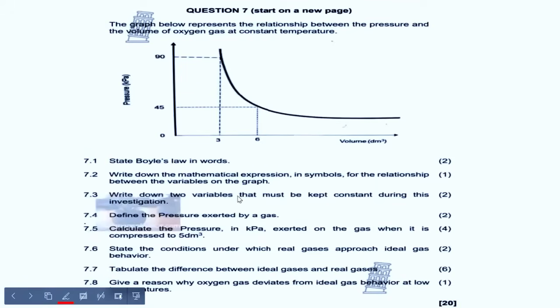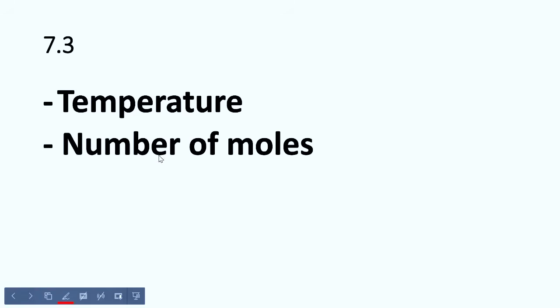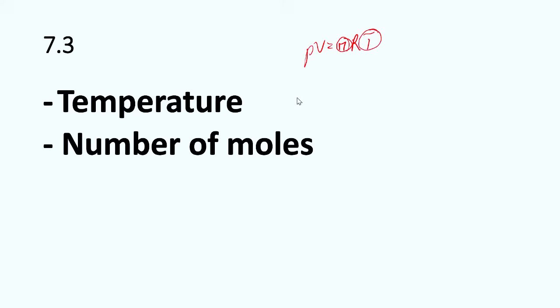7.3 says, write down two variables that must be kept constant during this investigation. We have already discussed that one of the variables that must be kept constant is temperature, but also the number of moles as well, right? From this equation here, nRT, we get that what must be kept constant is the number of moles and also the temperature. So if you ever forget it, just look at this formula here and know that the ones that you have on your right here are the controlled variables, the number of moles and also the temperature.